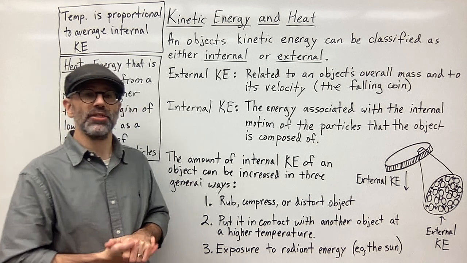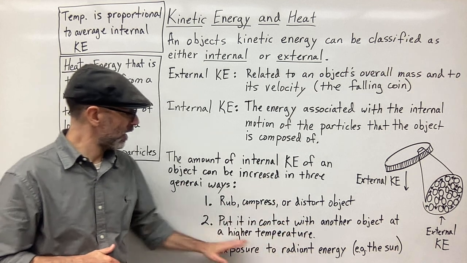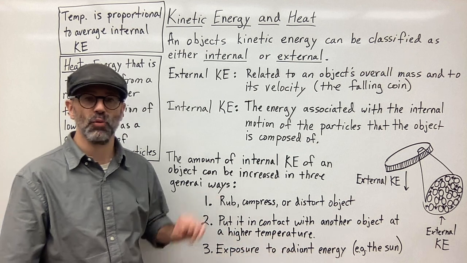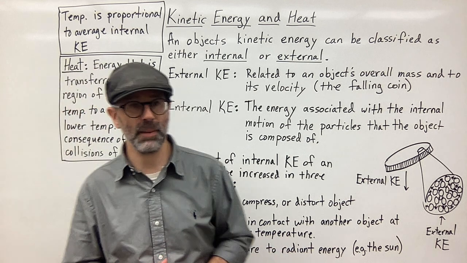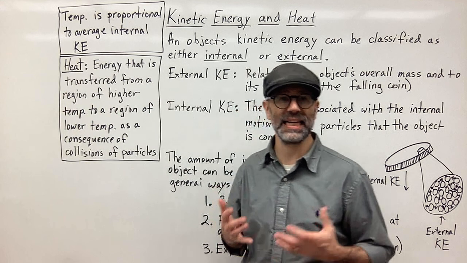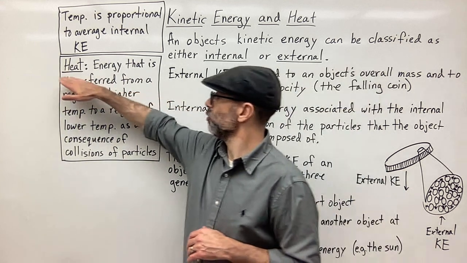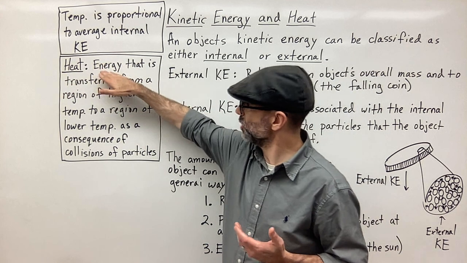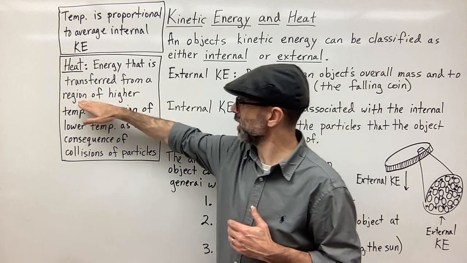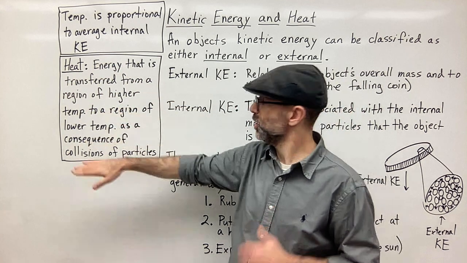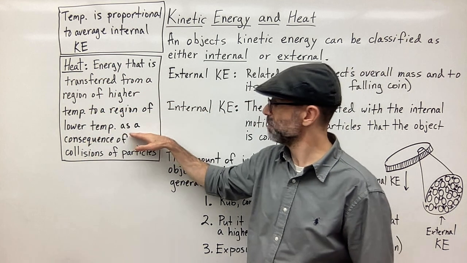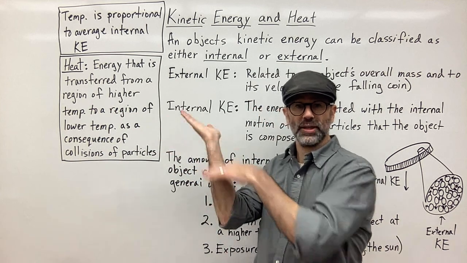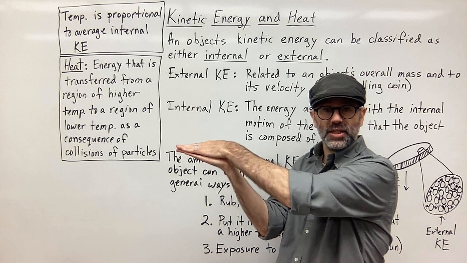Okay, and one more thing before I move on. Talking about this a little bit more regarding the contact of one object with another, I want to talk about heat. So we need to define what heat is. When we talk about heat, what we mean is an energy that is transferred. So heat is energy that is transferred from a region of higher temperature to a region of lower temperature as a consequence of collisions of particles. So that's what I was talking about before with the hot object in contact with the cold object.